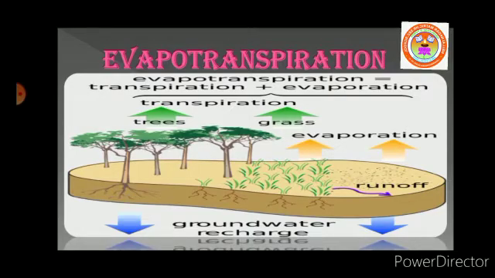It is defined as the total loss of water from the earth through evaporation from the surface of water bodies and the transpiration from vegetation. In cropped area, it is difficult to determine the evaporation and transpiration separately. Therefore, it is collectively called evapotranspiration.